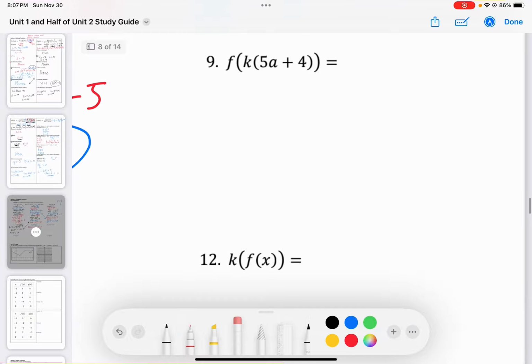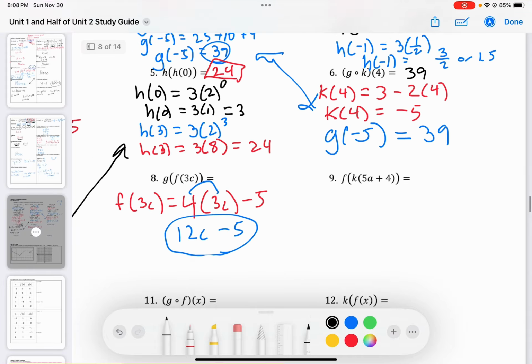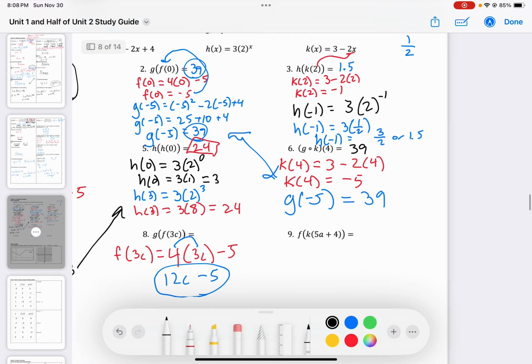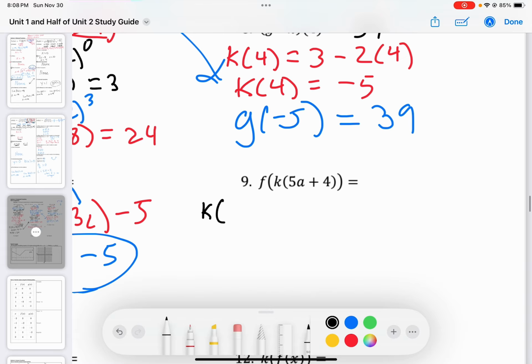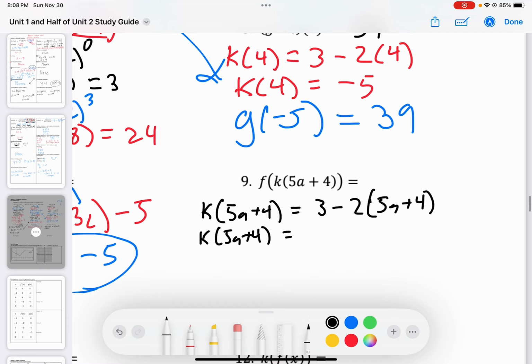Let's move on over here. Same thing. This is going to be a long answer. We'll just set it up. We're going to input 5a plus 4 into k. So k of 5a plus 4 is equal to 3 minus 2 times 5a plus 4. That's going to simplify to 3 minus 10a minus 8. I could combine like terms. 3 and negative 8 make negative 5. So it's negative 10a minus 5.